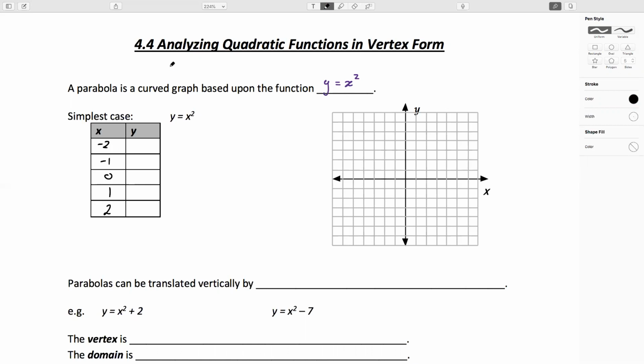So -2 squared gives us a y value of 4. -1 squared gives us a y value of 1. 0 squared is 0. 1 squared is 1, and 2 squared is 4. So now we've got what we need to plot this function. It's (-2, 4), (-1, 1), (0, 0), (1, 1), and (2, 4). And so the parabola takes a shape that looks like this.